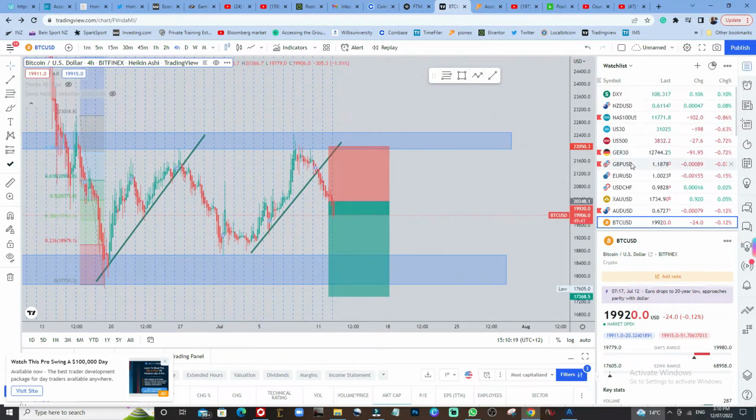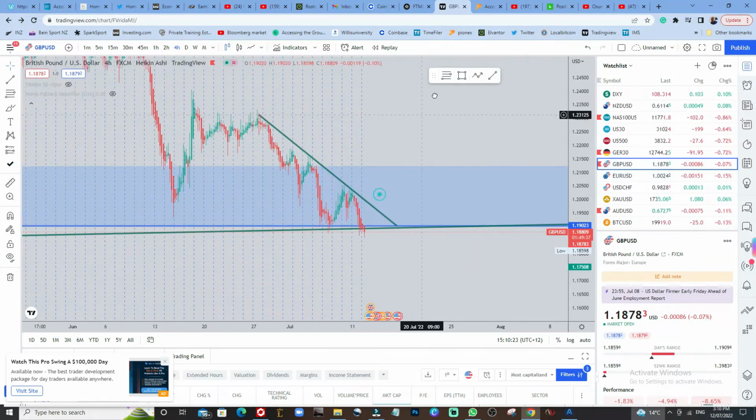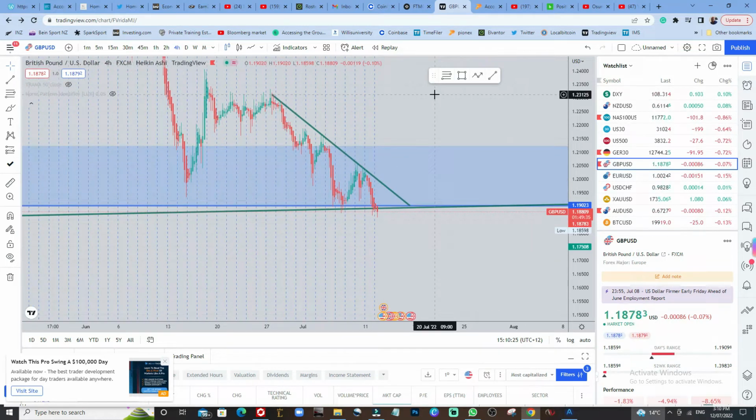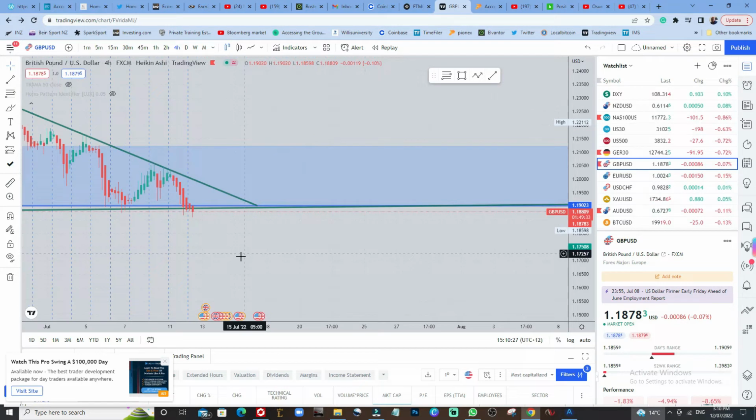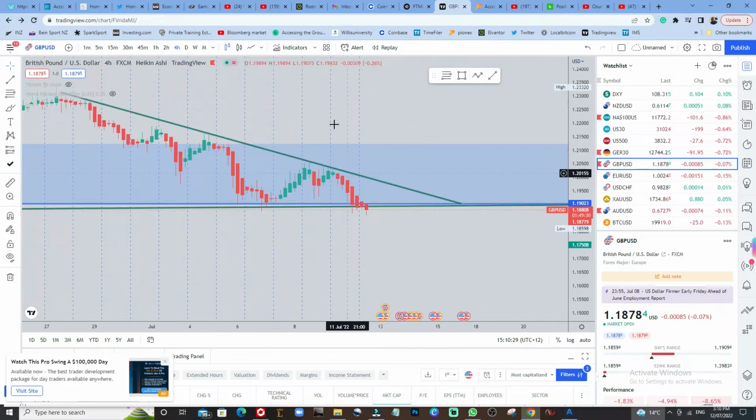Now our main focus is GBP USD today. You can see the trend is already pushing to the downside. The market started on the 11th. You can see that the US dollar is gaining significant strength.